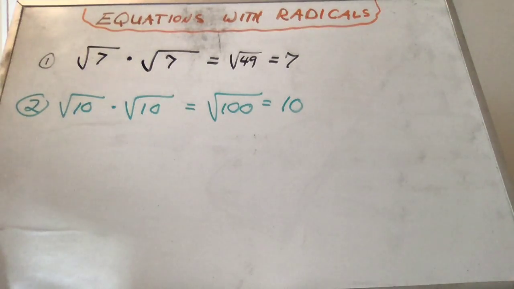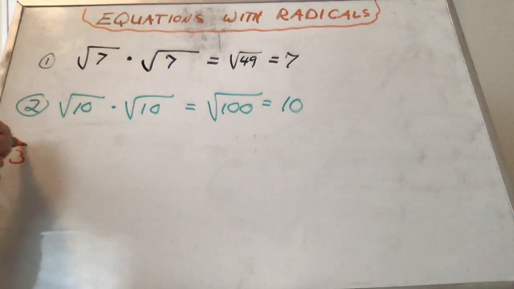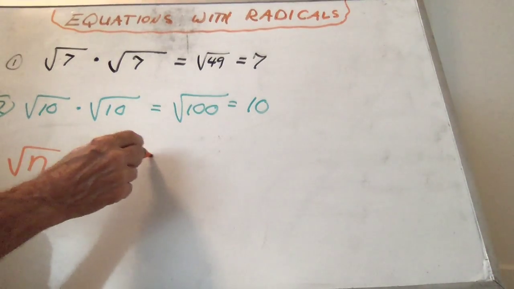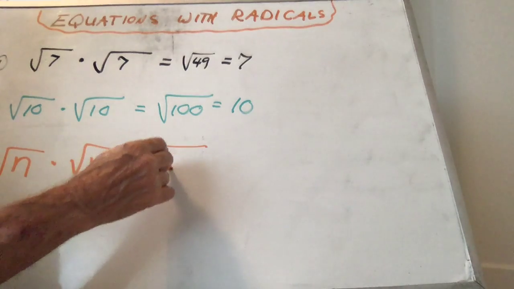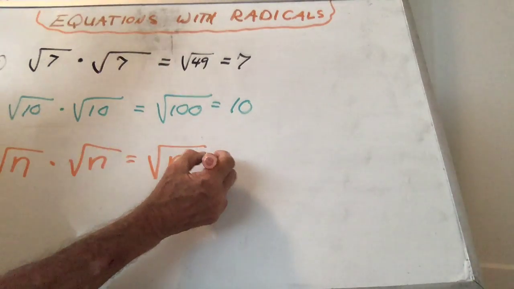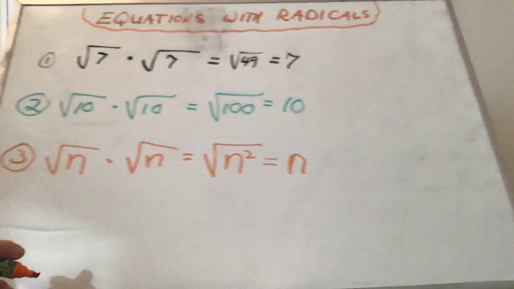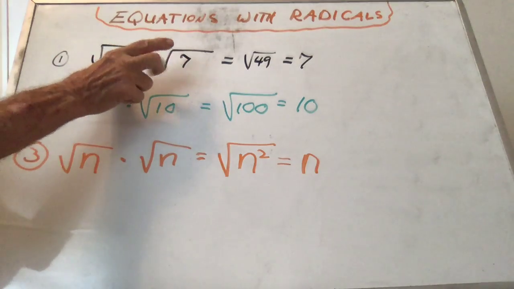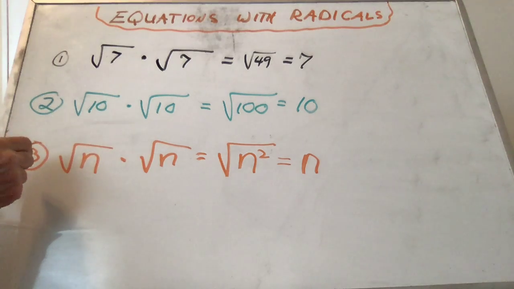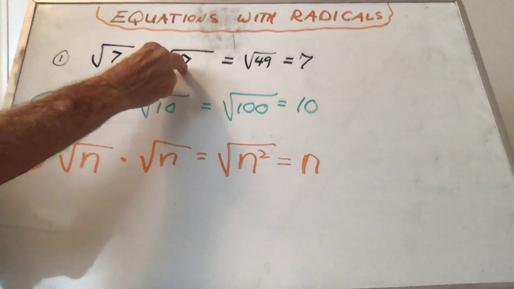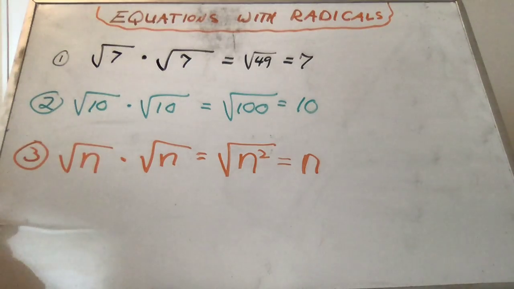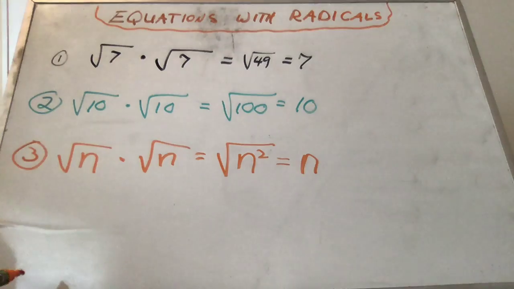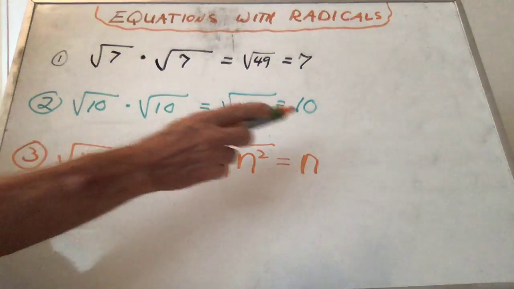Hopefully you're getting a little bit of the picture. Works for variables. Square root of n times the square root of n. n times n is n squared, so it's the square root of n squared, which equals n. So the rule that you're going to use for solving equations next lesson: if you're multiplying a radical times itself, the exact same thing, that thing inside the radical is the answer. So radical 7 times radical 7 is 7. Radical 10 times radical 10 is 10. Radical n times radical n is n.